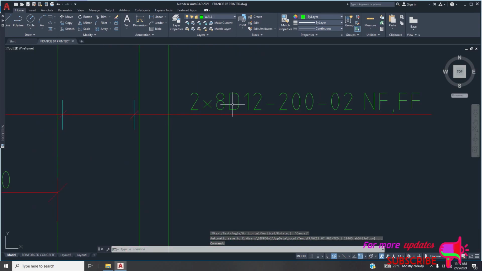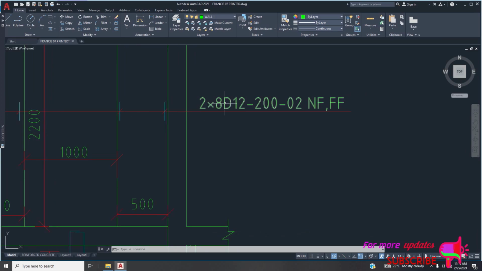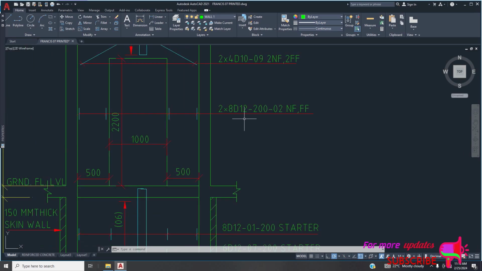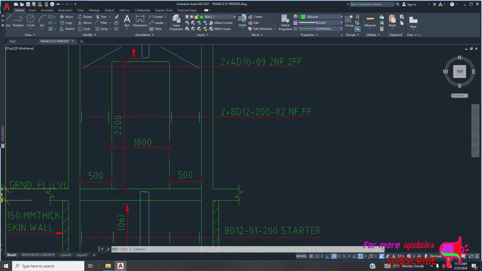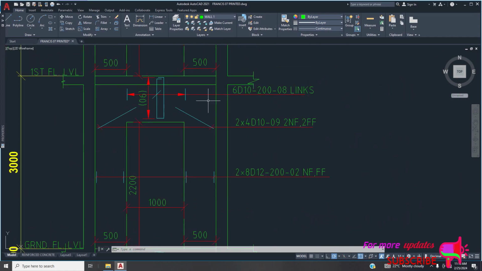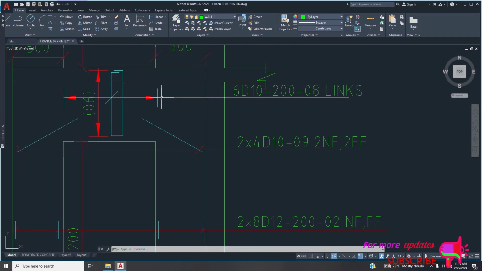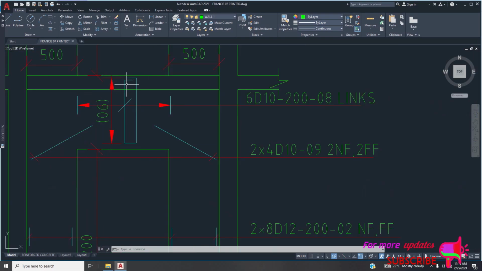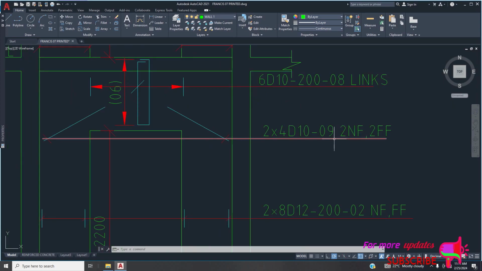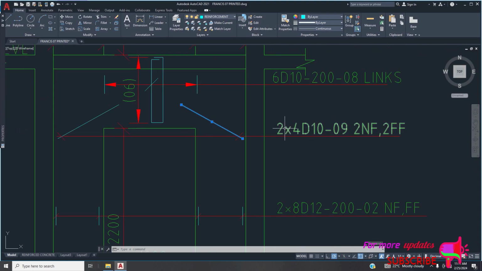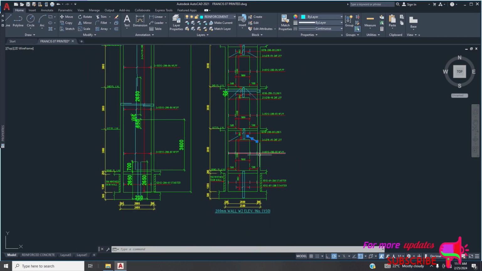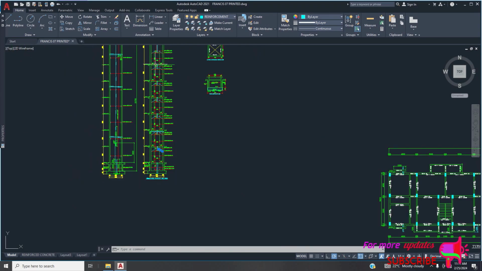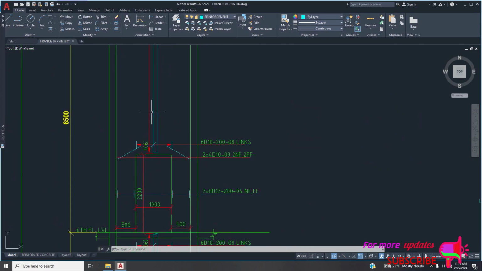The total number is 8, and therefore it will be 2 times, because it is near face and far face, D12 at 200. And you can see the top portion, we have 6 D10 at 200 links. Now you can see the hook, you can see the return here and the hook. Now these rebars will be 2 times 4 D10 near face and far face, and we will continue in the same manner up to the roof level.